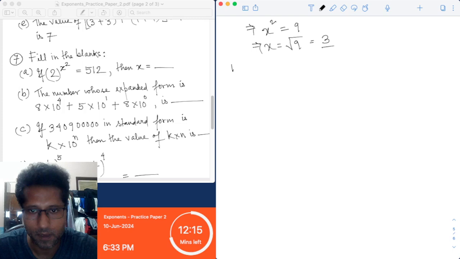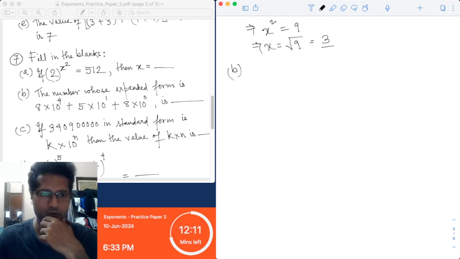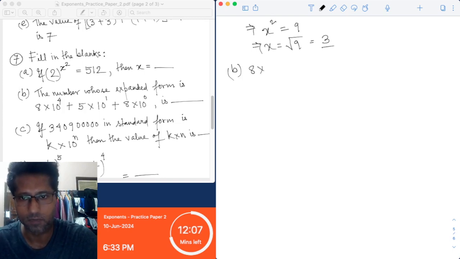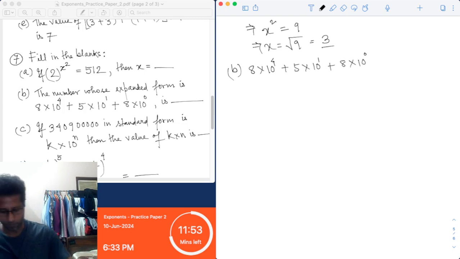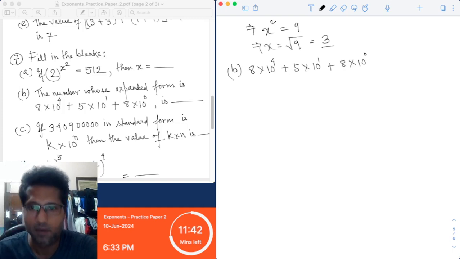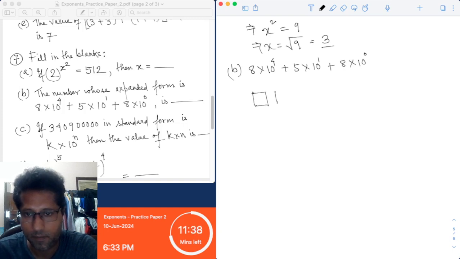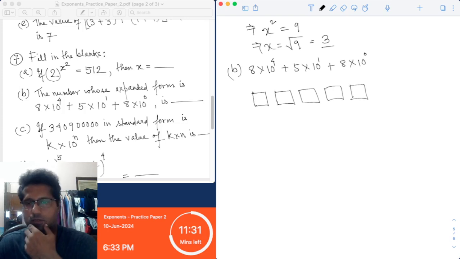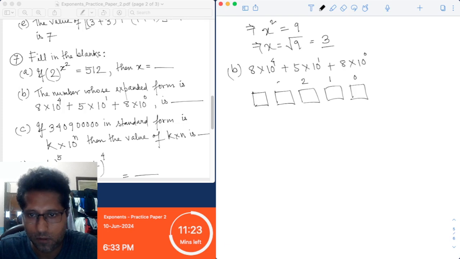let's do part B. The number whose expanded form is given: 8 into 10 to the power 4 plus 5 into 10 to the power 1 plus 8 into 10 to the power 0. When we are given a number in expanded form, we know how to get back the large number. We find the maximum power of 10, that is 4. So the number of digits in the large number will be 5. So we create 5 boxes like this, and we write the powers of the place values of the digits as 0, 1, 2, 3, 4.